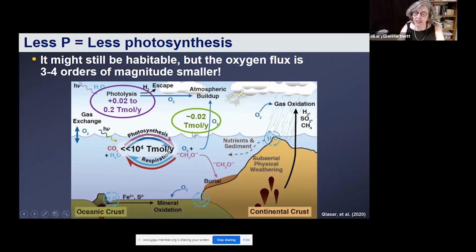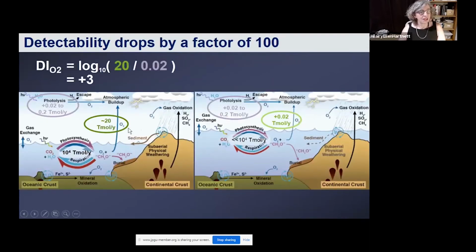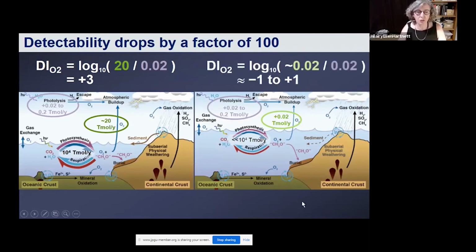We can recalculate the detectability index for this water world. Now, let's just remember the Earth side. The biological production on our Earth is 20, and the photolysis production is 0.2, so we have a large positive detectability index. On the water world, you see my continent is submerged, sediment and nutrient supply is lower. The detectability index is about 0, right?